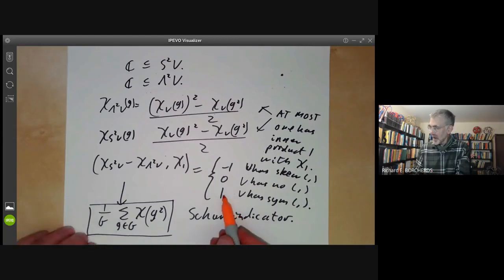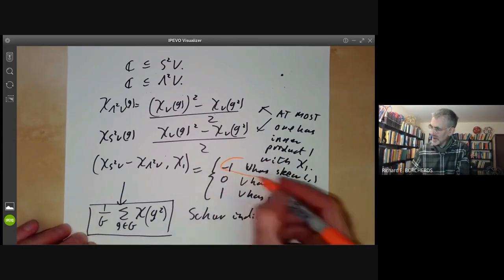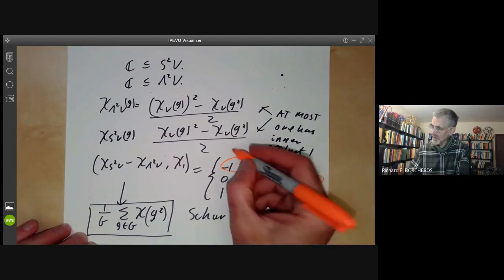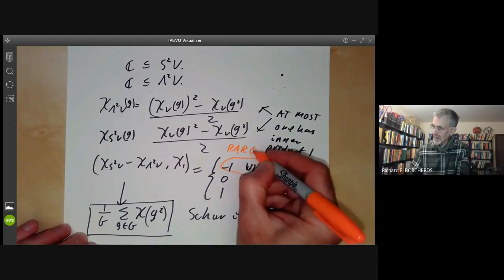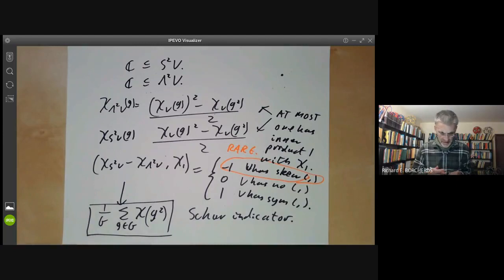I'll just comment that this case and this case are quite common. This case here, for some reason, seems to be rather rare. If you look at a typical group, it quite often has no representations of this sort at all. In fact, quite often, all its representations are of this type here. So let's have a look at some examples.